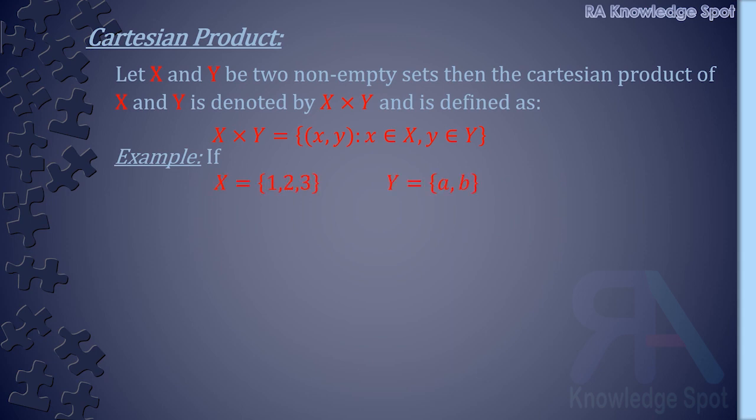There are two sets X and Y, with three elements in one and two elements in the other. We are going to do the cross product. It is called the Cartesian product. How? One with A, one with B, then two with A, two with B, then three with A and three with B. Okay, this is the whole idea of the Cartesian product.